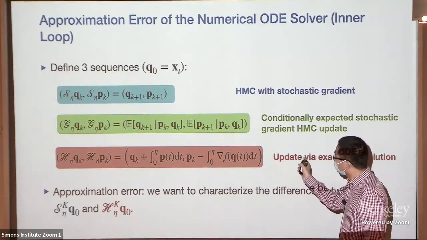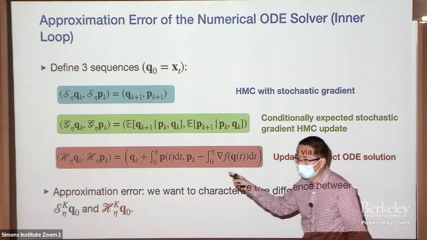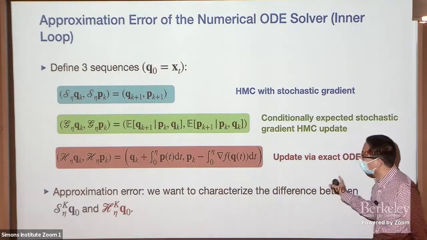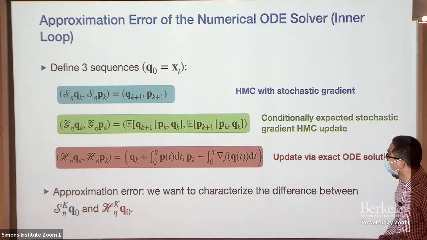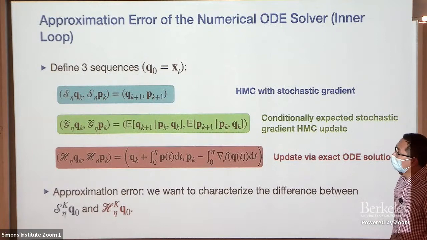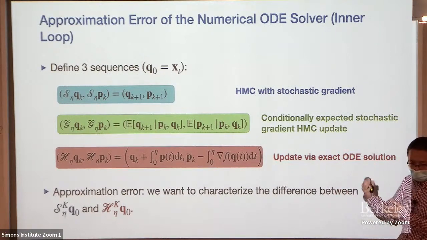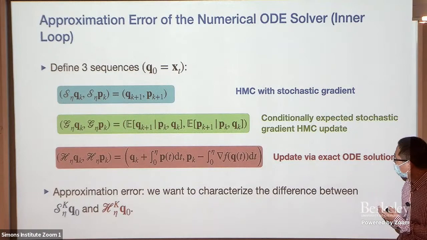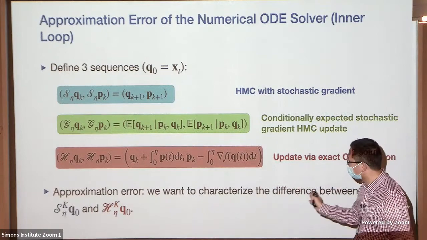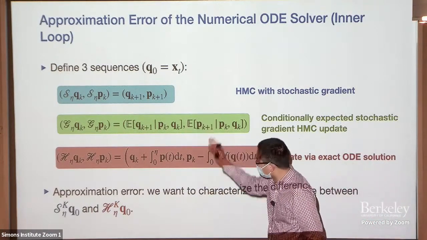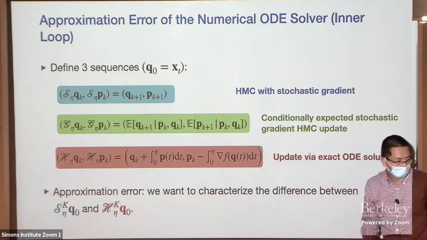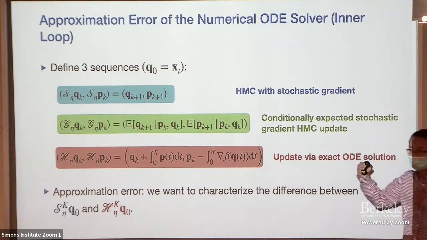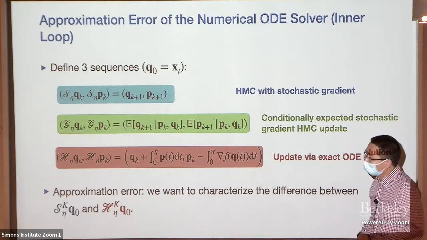And the last sequence is the exact, idealized HMC dynamic. This is a continuous-time dynamic. The goal of the inner loop analysis is to bound the approximation error, which is nothing but the difference between the first sequence and the third sequence. The second sequence is an auxiliary sequence we introduced to ease the analysis.